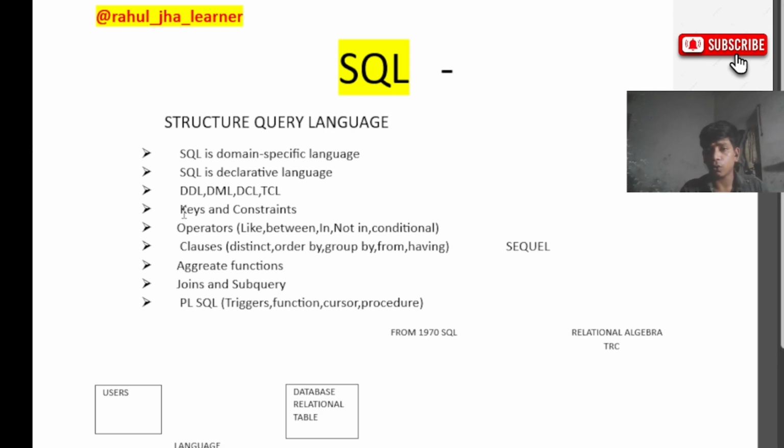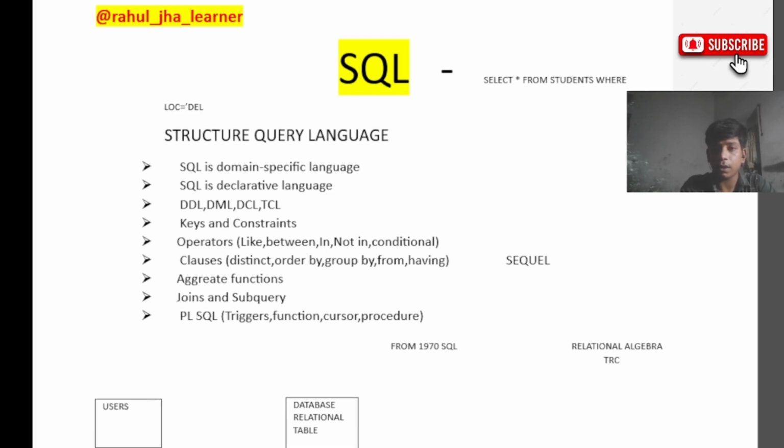I'm writing it here. A very simple query: select star from students where location is equal to Delhi.